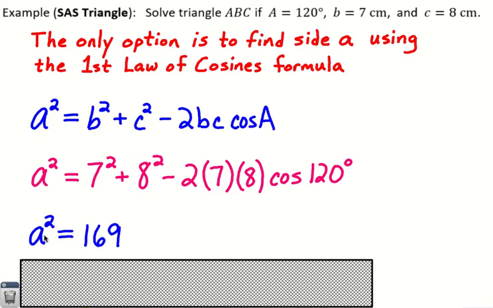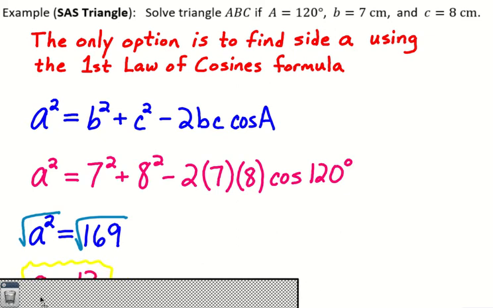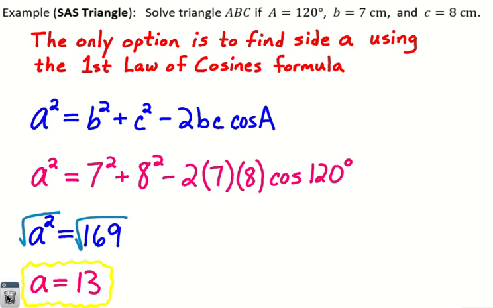So now what do we do? We still want little a, so wouldn't the natural thing to do here be to take the square root of both sides, right? And remember that technically, like in a vacuum, you get plus or minus 13, but think of the context. We're solving for the side of a triangle. It can't be negative 13.